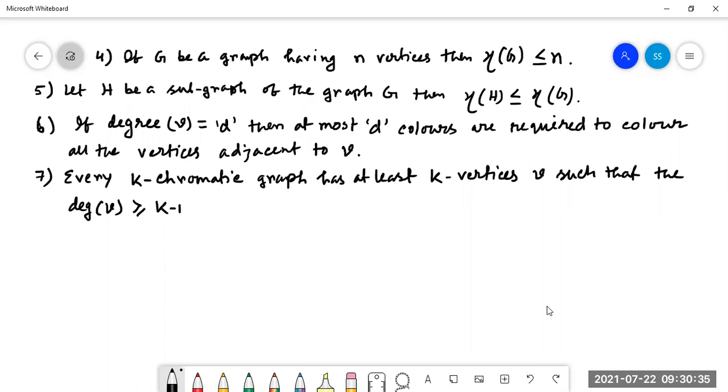Is it clear? Every k chromatic graph has at least k vertices of degree V, such that the degree of V is greater than or equal to k minus 1. Either k minus 1 or greater than k minus 1. K chromatic graph means at most it is k.